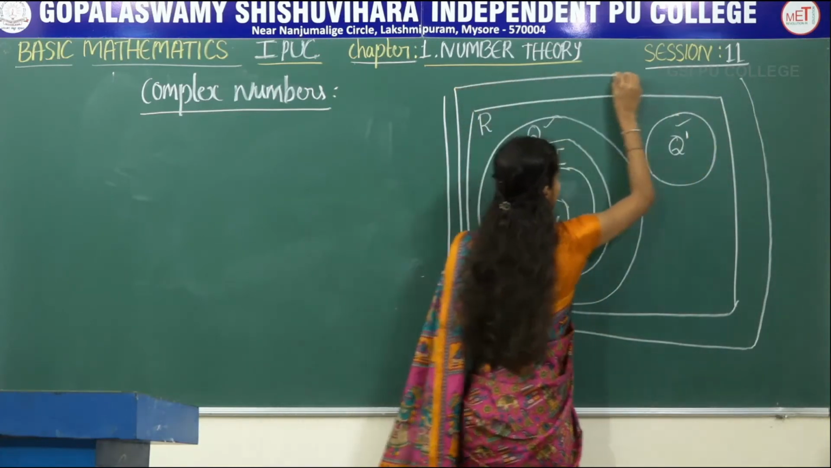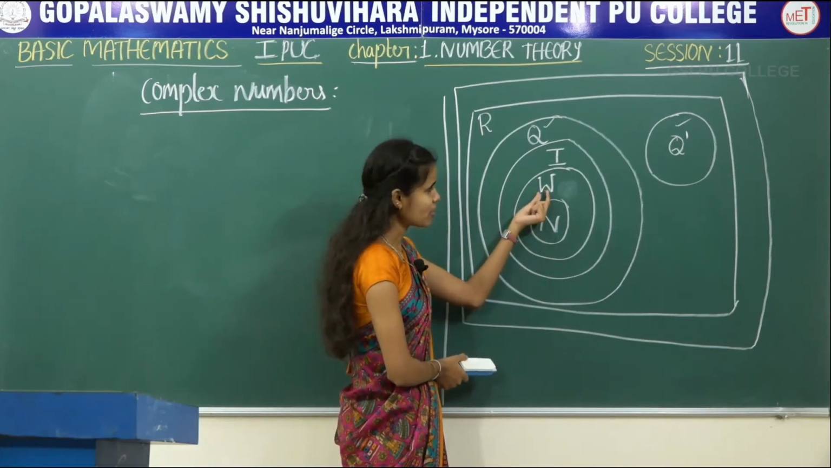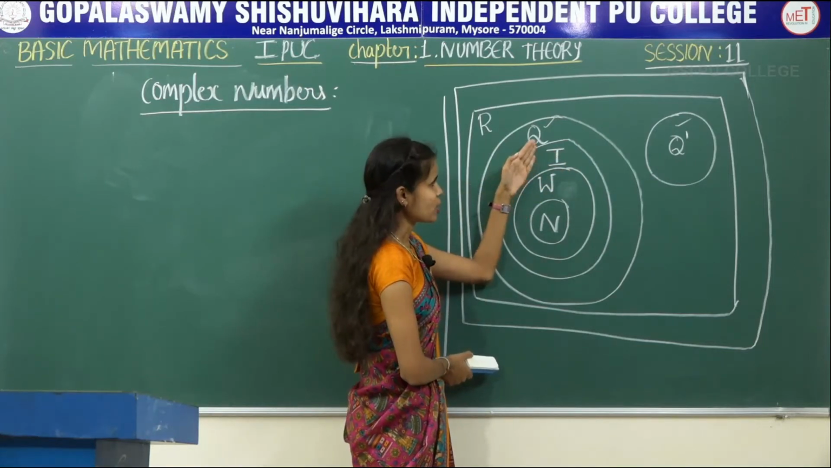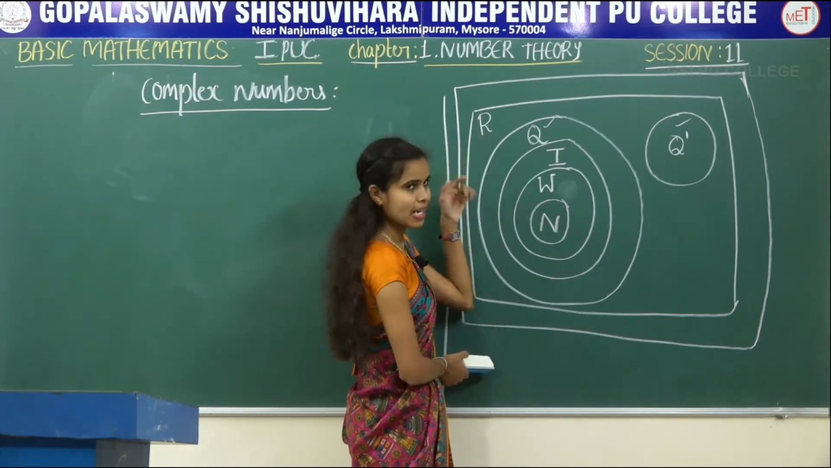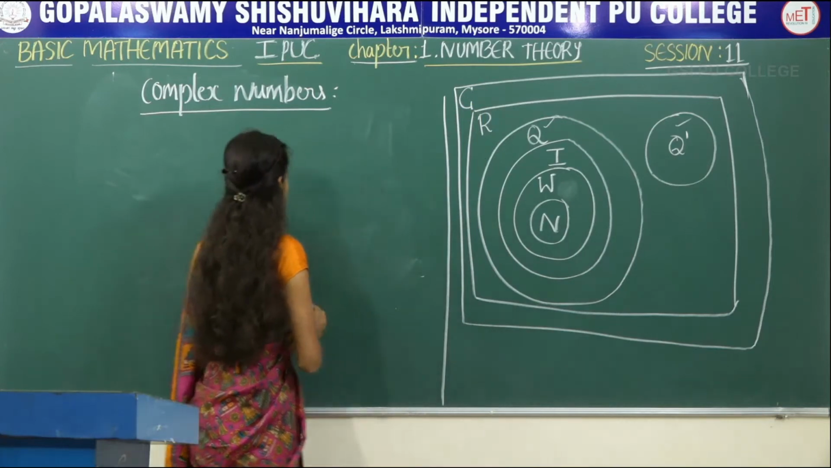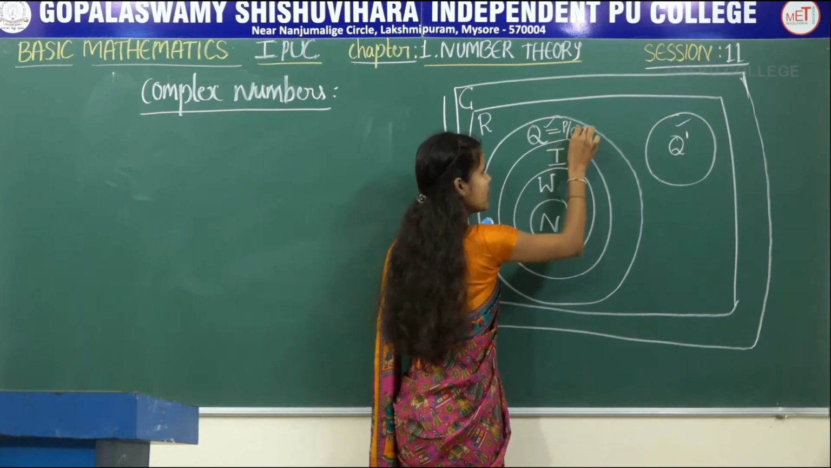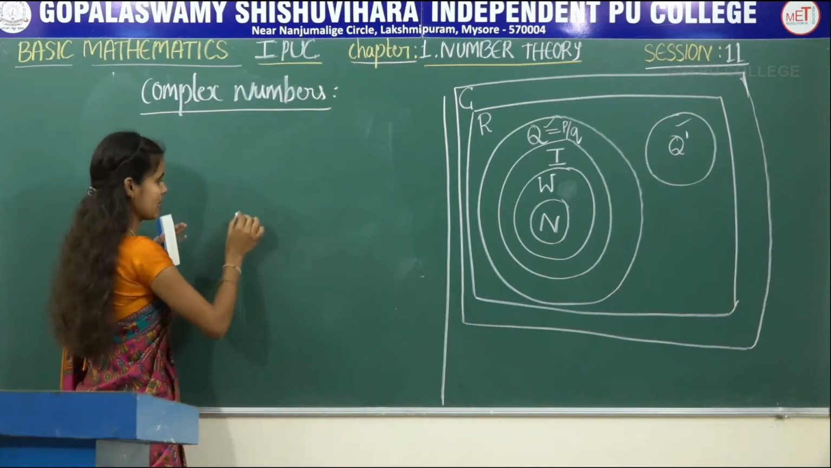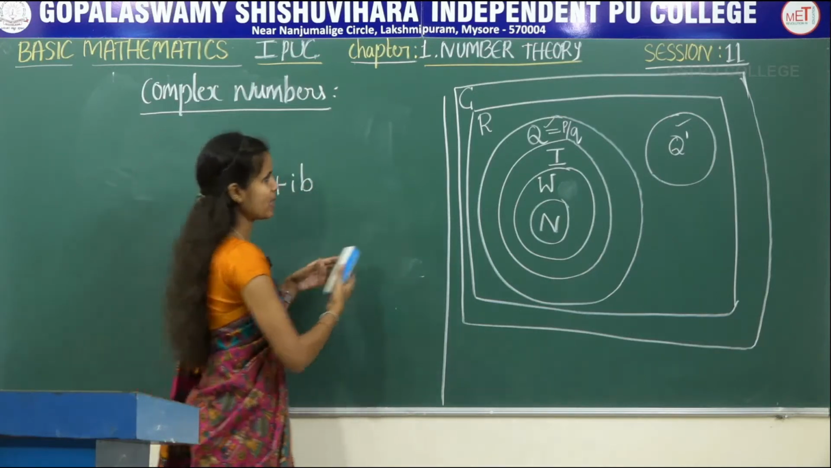Next number system. Okay. Here natural numbers are denoted by capital N, whole numbers by W, integers by either I or Z, rational numbers by Q, the irrational number system by Q dash, the real number system by R, and the complex number system by capital C. Rational numbers are in the form of p by q. Similarly, for a number to be a complex number, it must be in the form of a plus i into b.